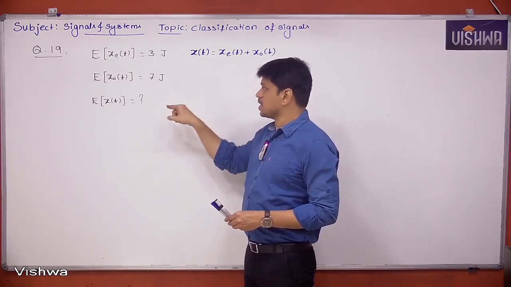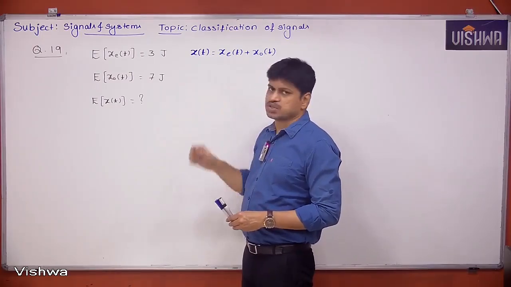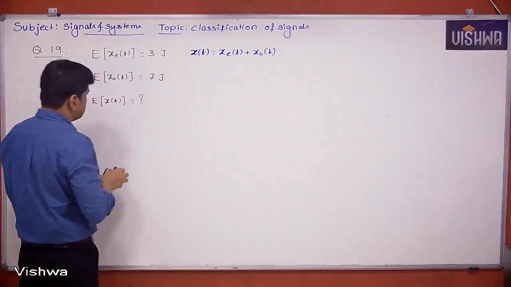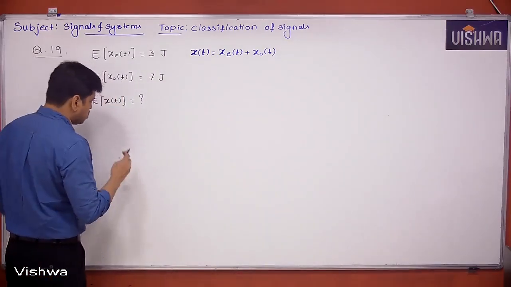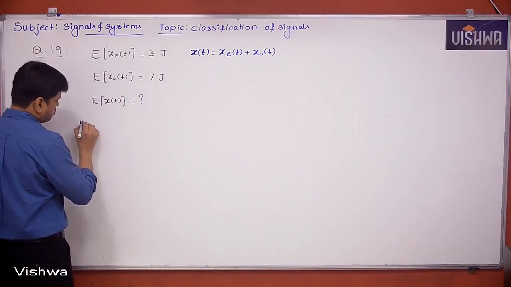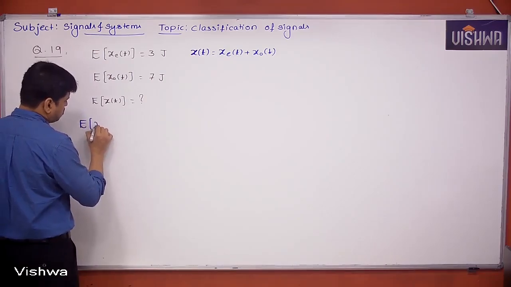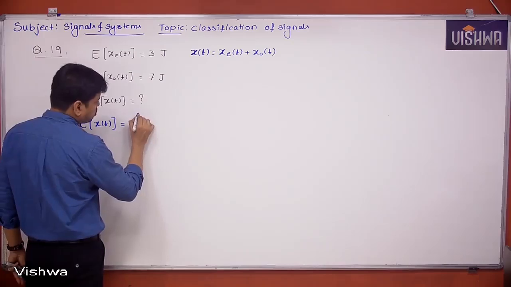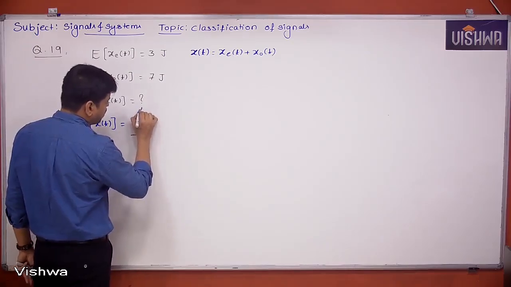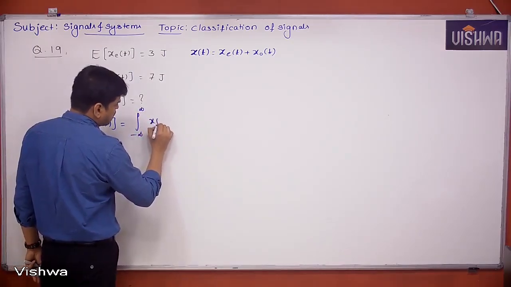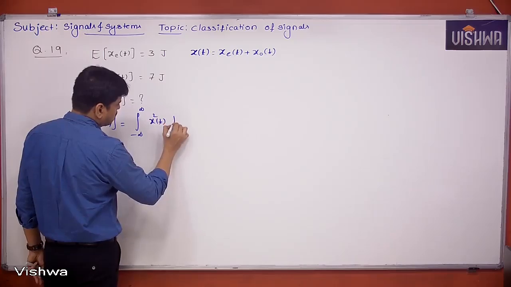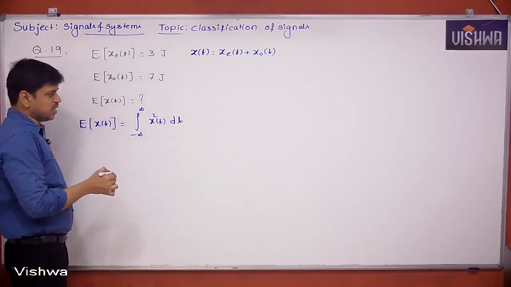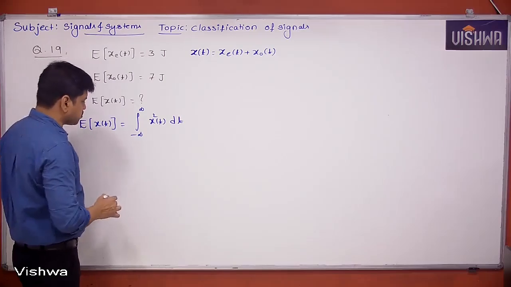But in this particular case, yes, that is going to be true. How is it going to be? Let's say I try to find the energy of x of t. The formula we have to use is integral from minus infinity to infinity of x of t square dt. I am not considering the modulus here because it is a real signal.